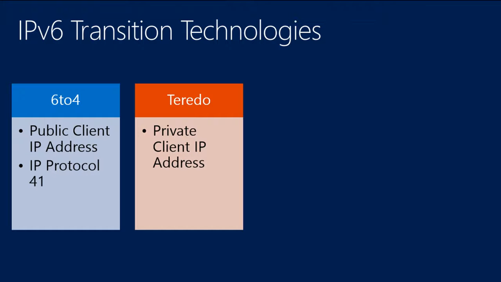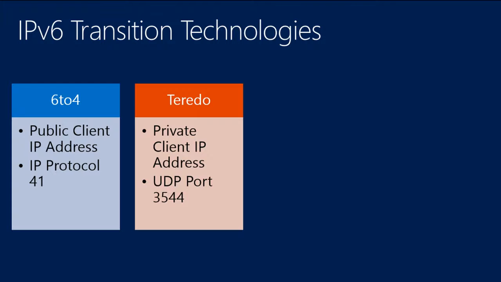Teredo is used anytime my client has a private IP address. So if I'm behind a NAT, which is the vast majority of the time these days, I can't use 6to4 because I don't have a public IPv4 address, so I'll use Teredo. And Teredo uses UDP for its transport. It uses port 3544.